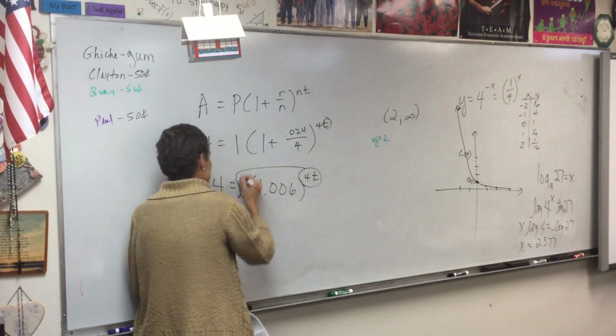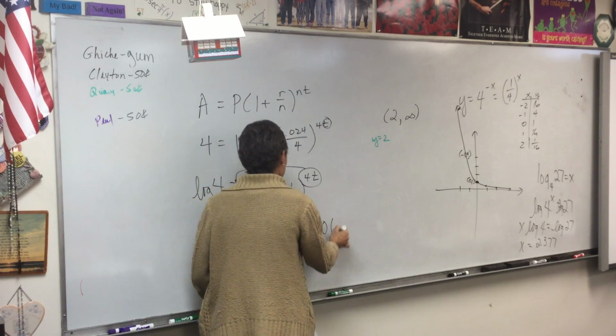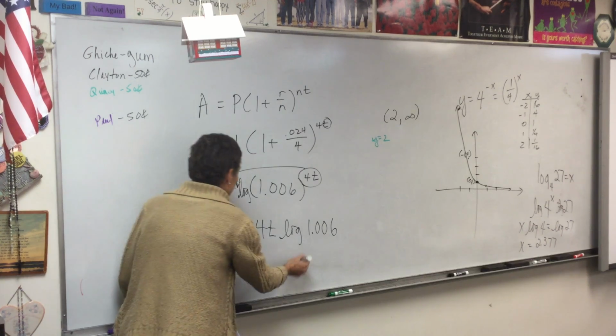To bring down the 4t. That's why you did it. You have to get that 4t out of exponent mode. Now we're going to divide.